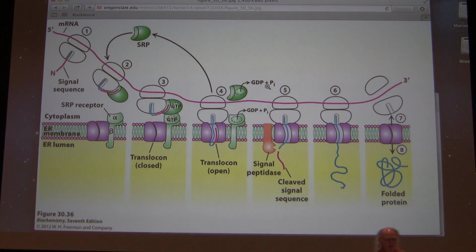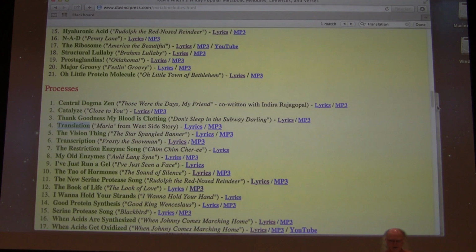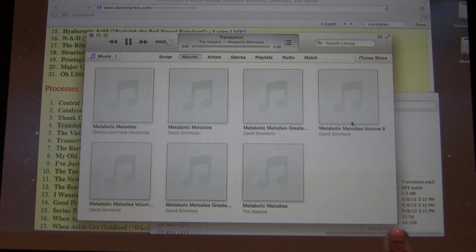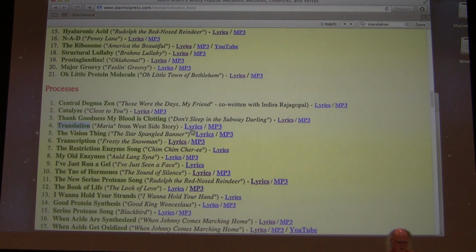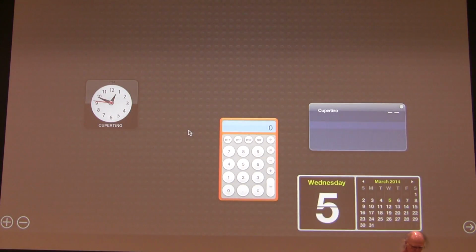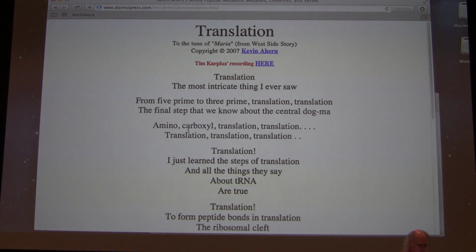Okay, I'll repeat this at the beginning of next time, but I do have a song I'm very fond of that I want to play for you. It's called Translation. Surprise. And it goes as follows. I can't sing it.